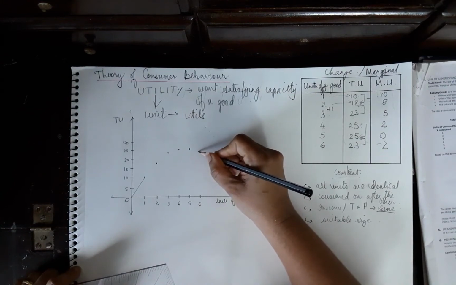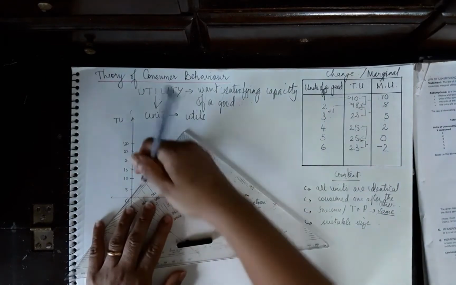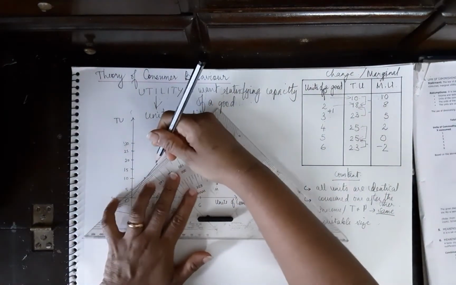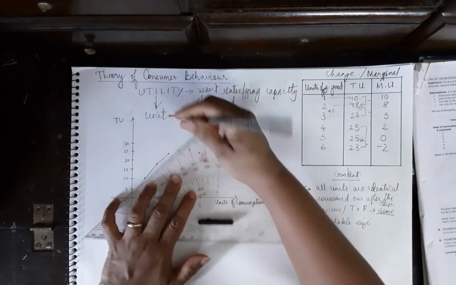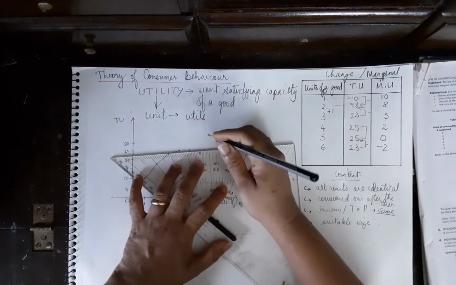So somewhere around here. On your scales, when you're doing it at home with your ruler, you will be able to plot the points correctly. We learnt about this plotting of points and all in correlation. Remember in the 11th standard? So you use the same principle here now.